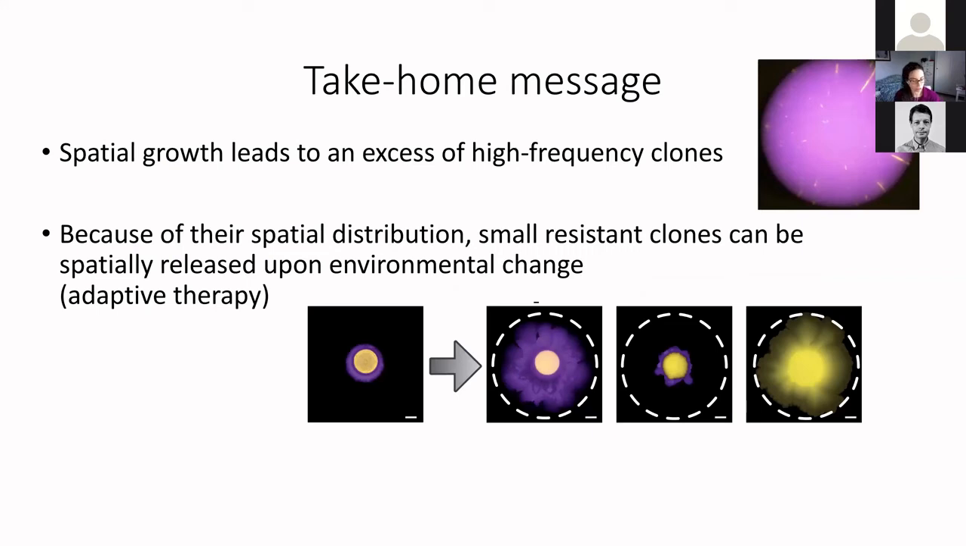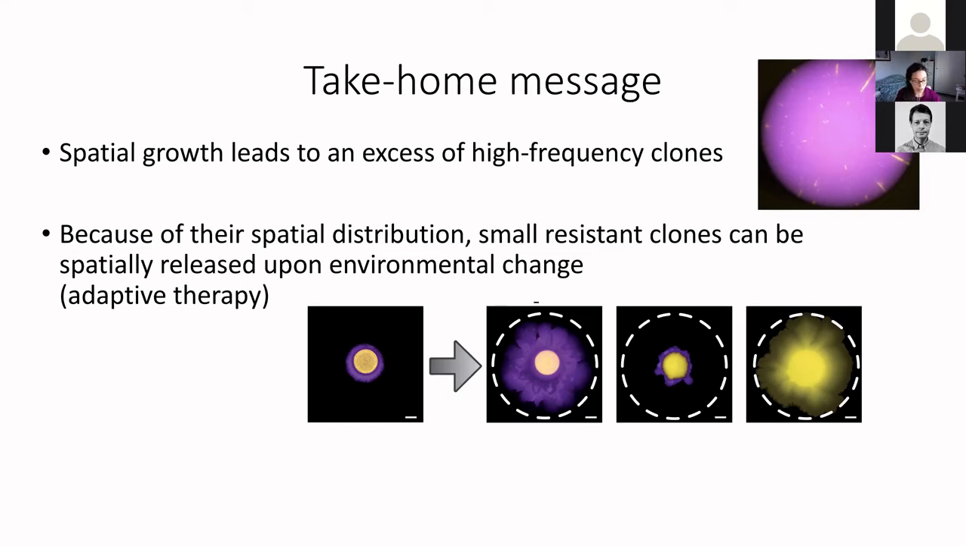Okay, so just to quickly wrap up, the take-home message from my talk is, I hope I showed you, that simple spatial growth leads to an excess of high-frequency clones, and this is because only the surface is able to replicate. And simply because of surface growth, these clones come up with two different spatial distributions, either bubbles or sectors, and the bubbles are really stuck inside. So if there is an environmental change, for instance the application of some kind of drug that kills the wild type cells, then the resistant cells may be released, leading to an optimal therapy that is somewhere in between, and not the highest and most intense therapy that one can think of.